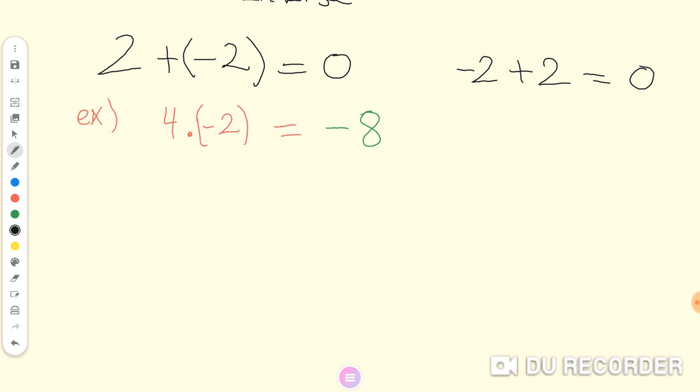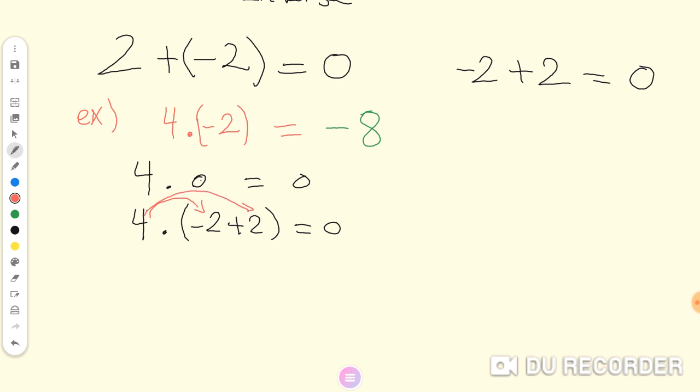Okay, we will use this method. 4 times 0 equals 0. And instead of 0, we can put 4 times negative 2 plus 2, since the additive inverse sum equals 0, so it's still 0. By using the distributive property of multiplication, we multiply 4 times negative 2 and 4 times 2. So now we have 4 times negative 2 plus 4 times 2.